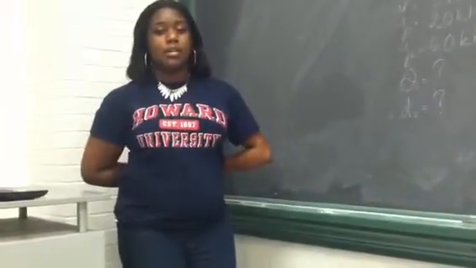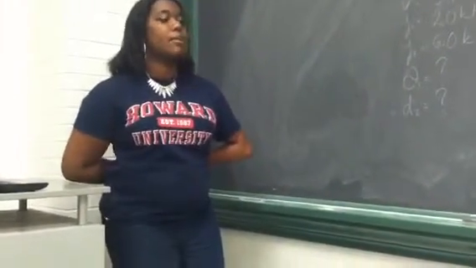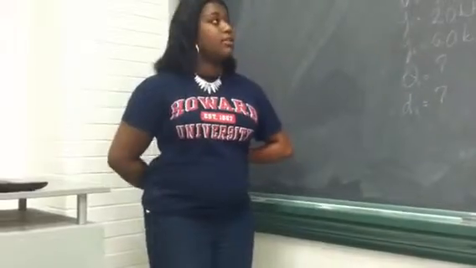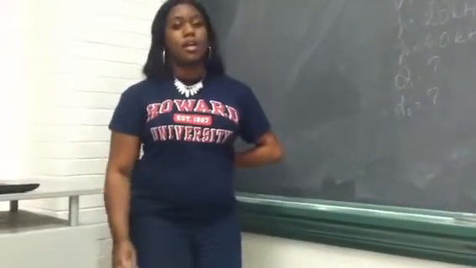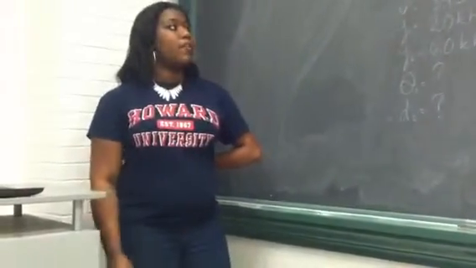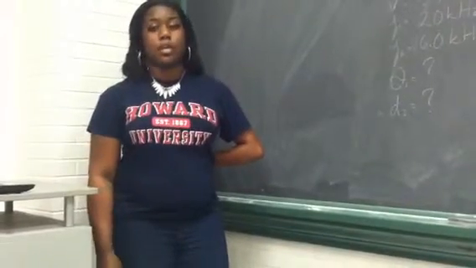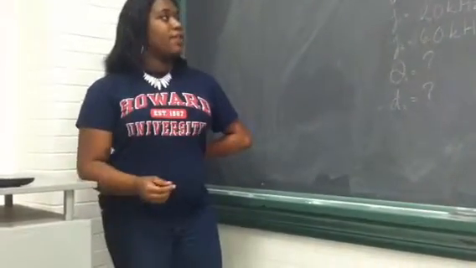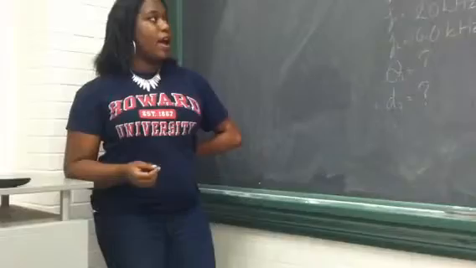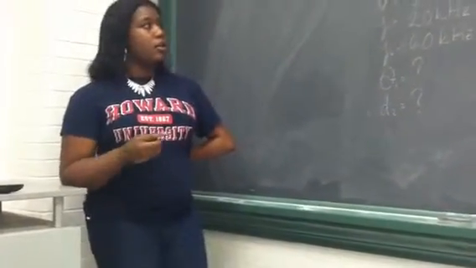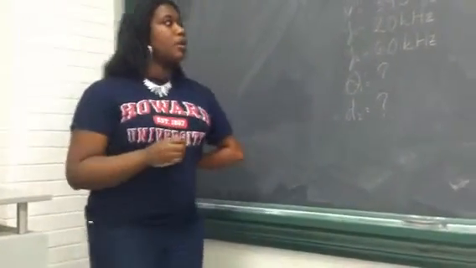My name is Deanna Smalls, and I'll be doing Chapter 17, Problem number 12. This section of Chapter 17 deals with diffraction. Diffraction is the bending of waves over an obstacle or an opening. And if given the width and the wavelength, you can find the angle theta of the wave.